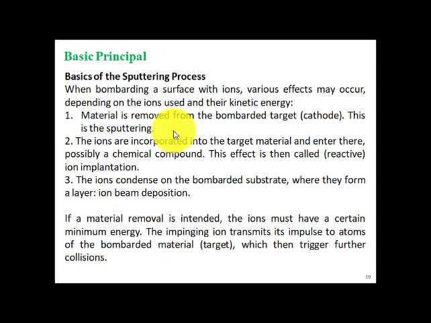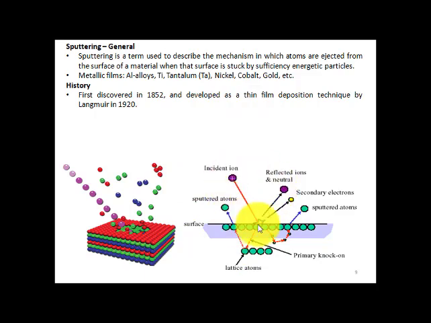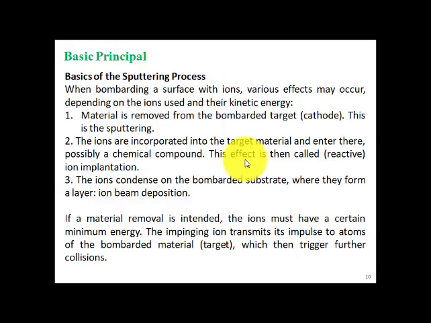Now we will talk about the basics of the sputtering process. When bombarding a surface with ions, various effects may occur depending on the ions used and their kinetic energy. These various effects have already been discussed here. We will again discuss them. For example, material is removed from the bombarded target, and this target is actually the cathode. We will discuss later why it is the cathode. So this is a simple sputtering process.